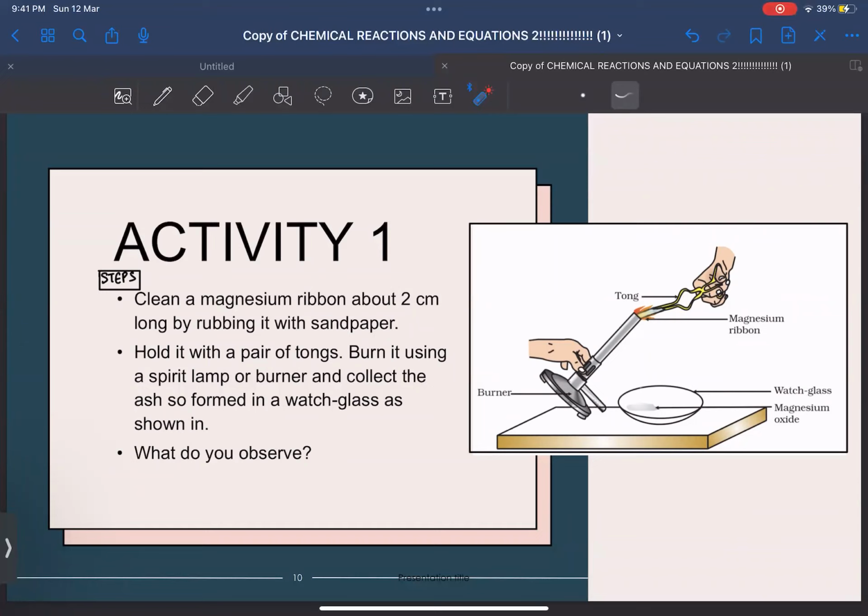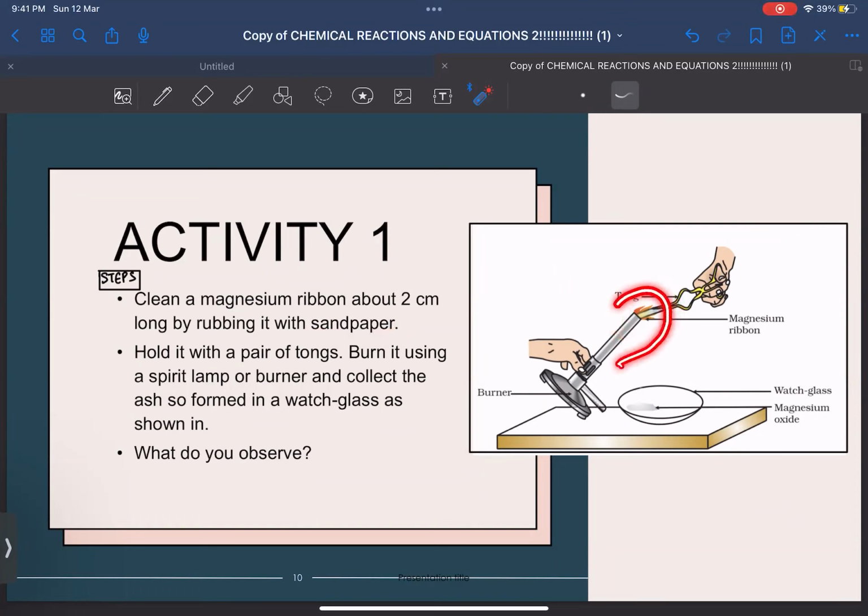After cleaning the magnesium ribbon with sandpaper, first of all, let me tell you why we clean it. The magnesium ribbon has already oxidized in the air because it's very reactive. So if you want the magnesium ribbon to work in your experiment, you need to clean off the layer of oxidation and then start. So clean it with sandpaper and then hold the magnesium ribbon with a pair of tongs, like where I'm pointing.